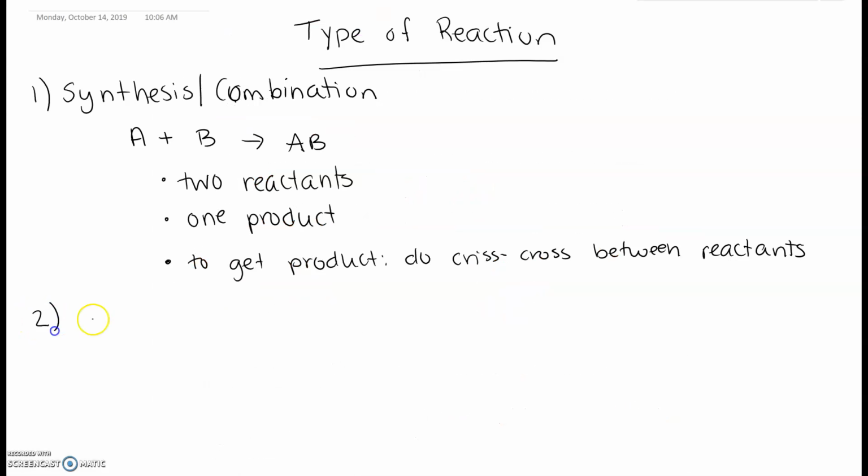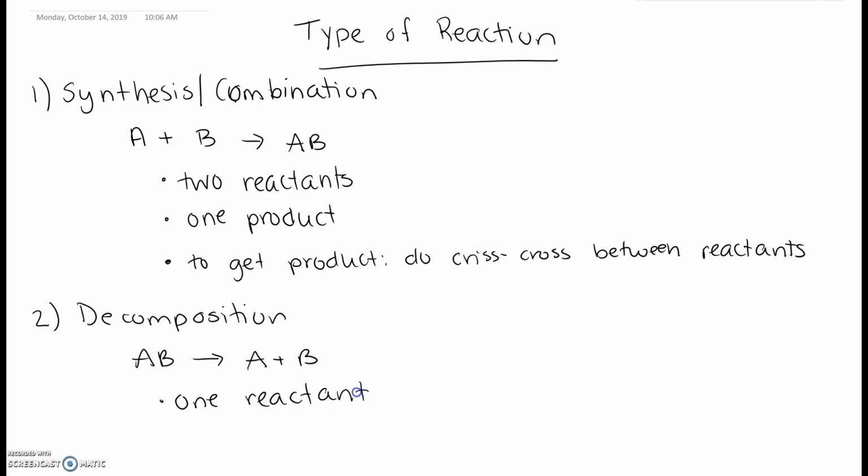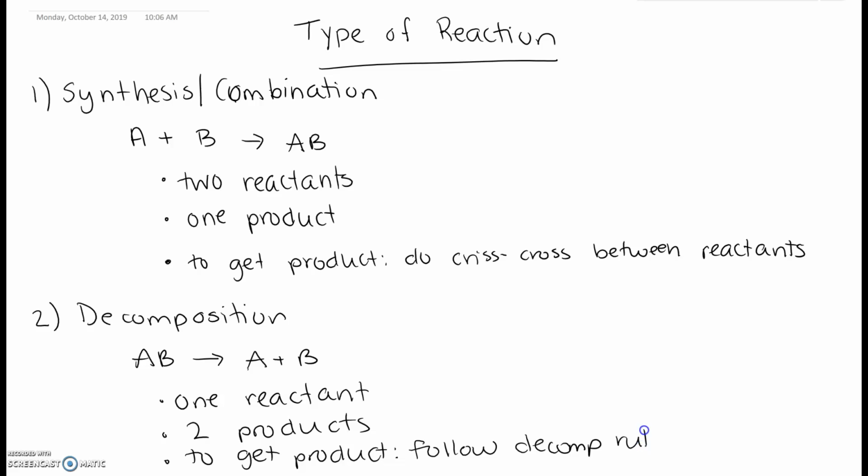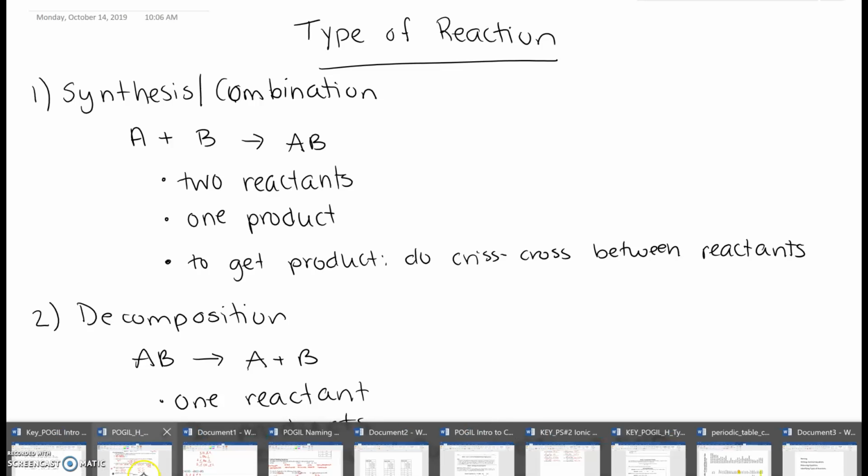The next type of reaction is going to be decomposition. All right, so to tell that you have a decomposition reaction, it's going to look like AB yields A plus B, so the opposite of synthesis, where you have 1 reactant and 2 products. And then to predict the products, you're going to follow the rules. I'm not going to write them all out here, but they will be given to you on any type of assessment.